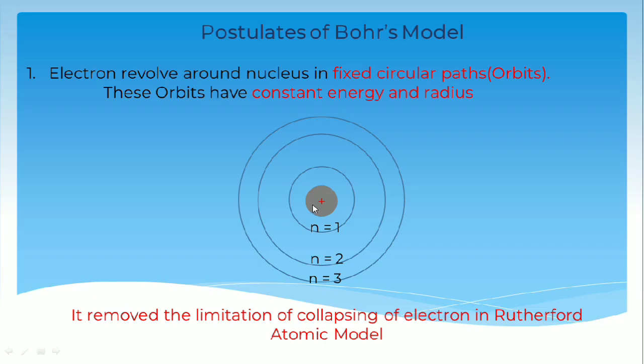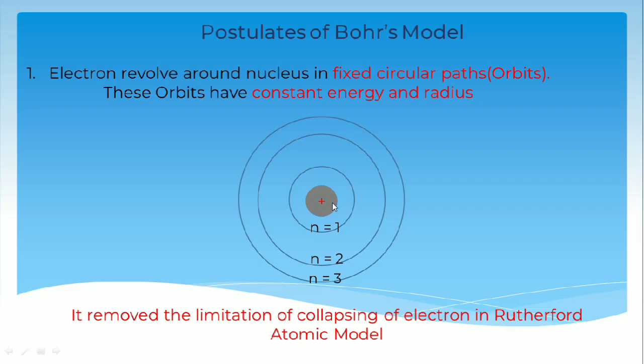Bohr also proposed that while an electron moves in these fixed orbits, it does not lose energy. This solved the major problem of Rutherford's model, which could not explain why electrons do not fall into the nucleus. Therefore, Bohr explained the stability of the atom through fixed energy orbits.